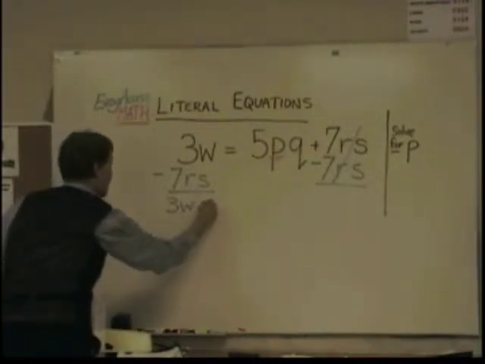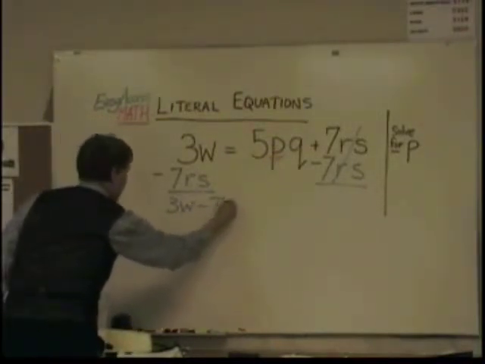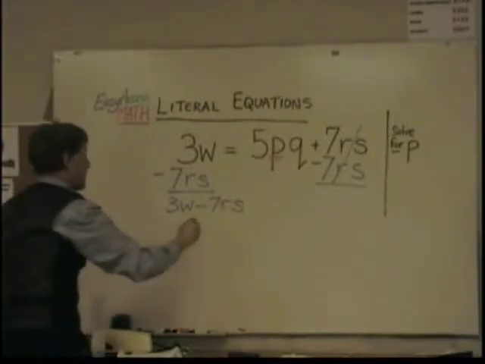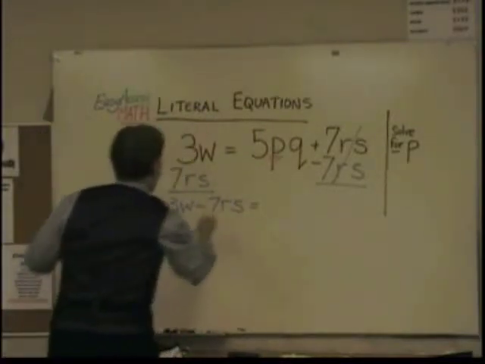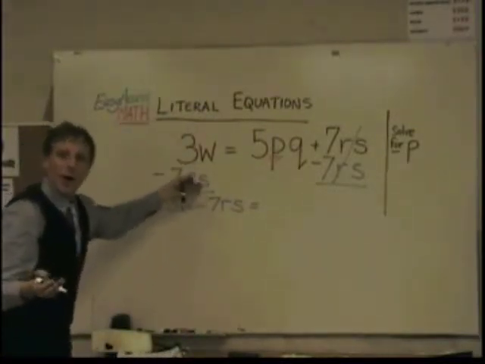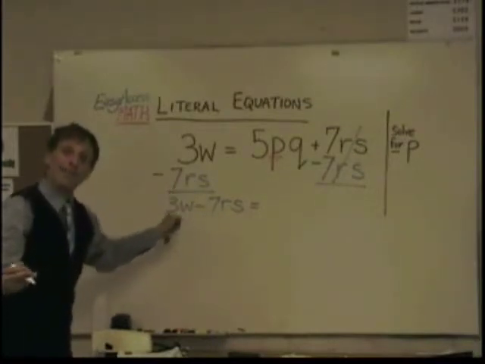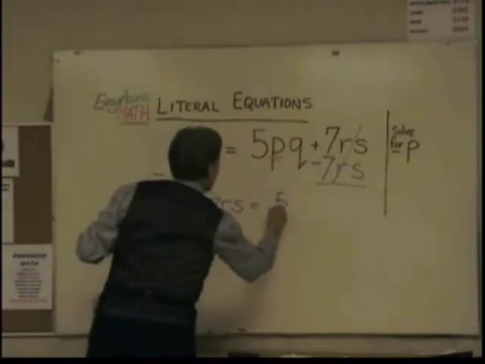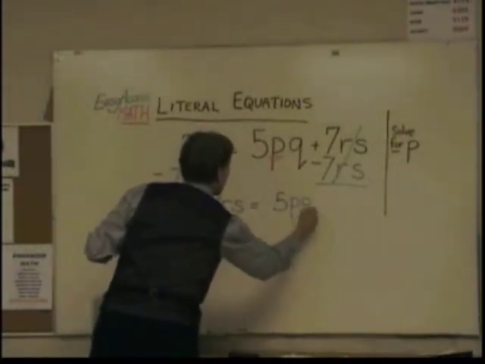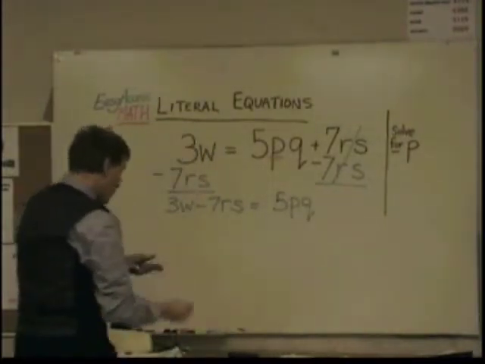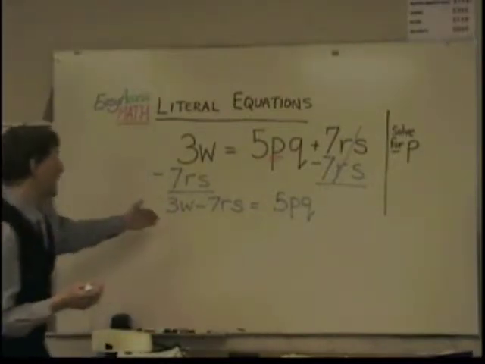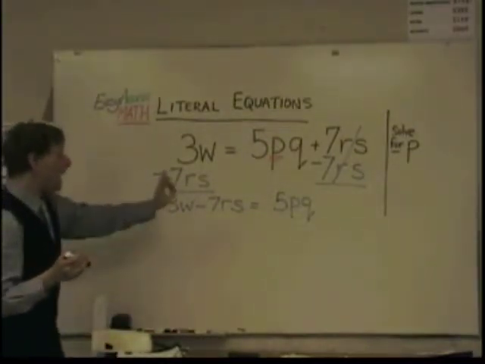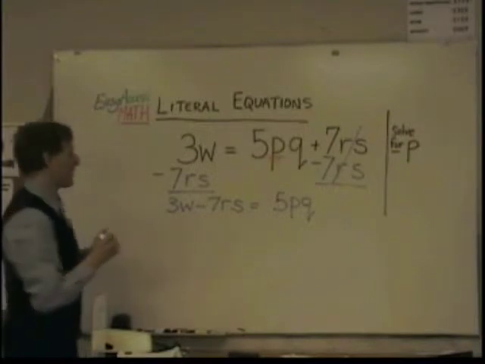3w minus 7rs equals, now I can't really subtract w and rs, so I just put them side by side. 5pq. Okay, so already I'm closer to getting that p by itself.